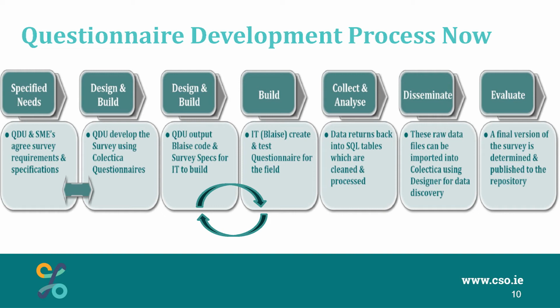Then IT and Blaise create and test the questionnaire for the field, and the testing is done by both the questionnaire design unit and IT. Again, that's backward compatible until everyone's happy that it's ready to go out in the field. Then we go through the collect and analyse phase, where the data returns into the SQL tables, which are then cleaned and processed. We go through the disseminate phase, where the statistician responsible is publishing externally.